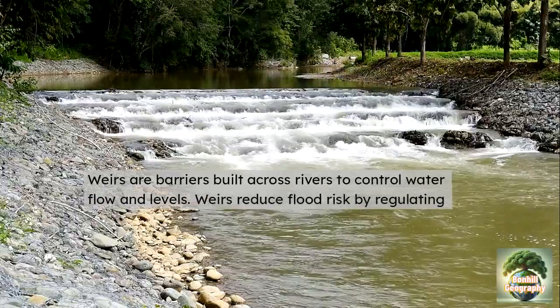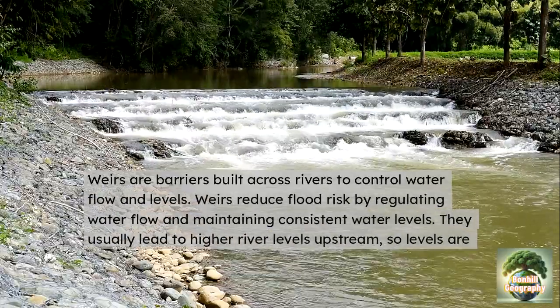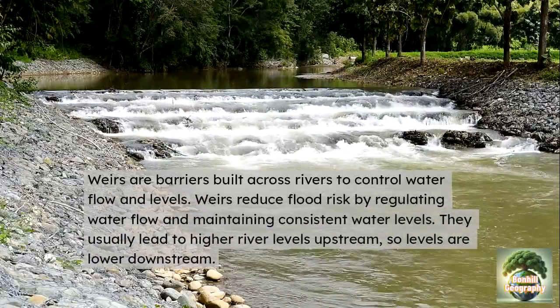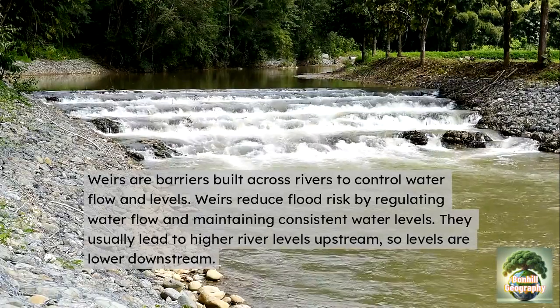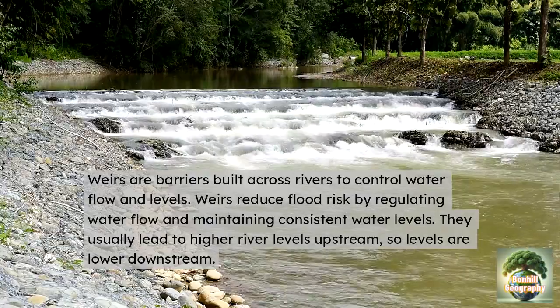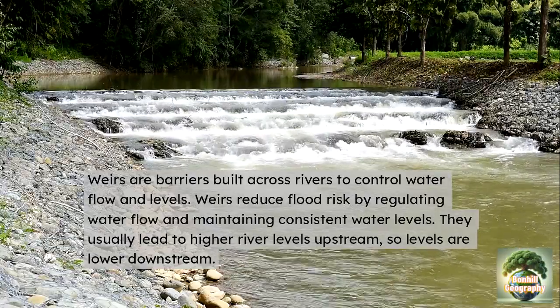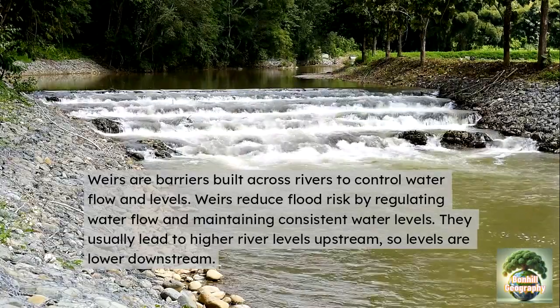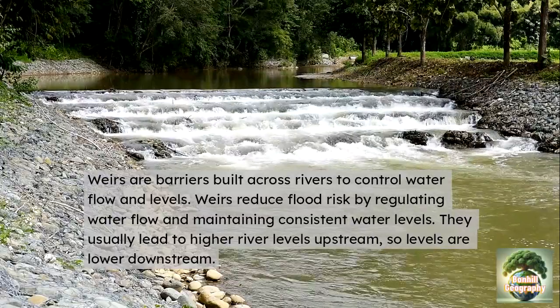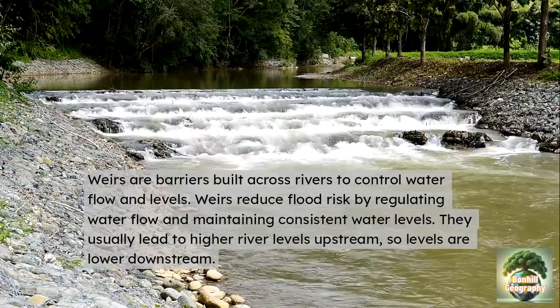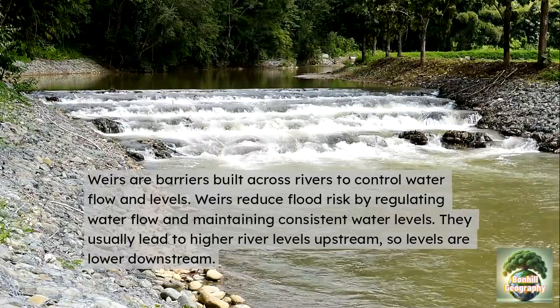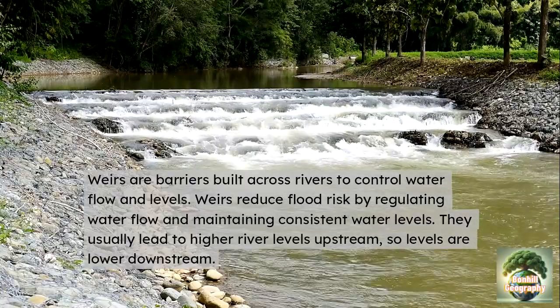Next up, we have weirs. These are barriers built across rivers to control water flow and levels. Now these help to reduce flood risk by regulating water flow and maintaining consistent water levels. As we can see in the video behind us, this regularly leads to higher levels of water upstream. As a result, because more water is upstream, the levels of the river are lower downstream. This helps to reduce flood risk.